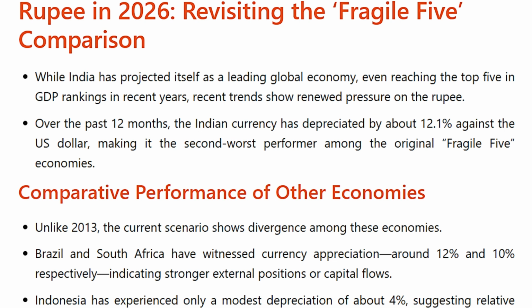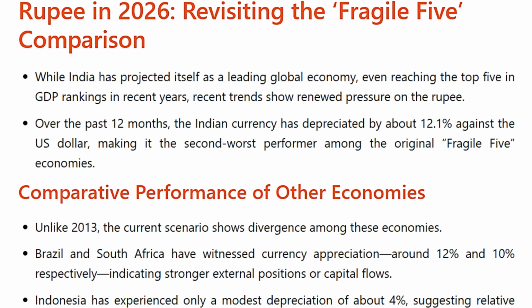Rupee in 2026, revisiting the fragile 5 comparison. While India has projected itself as a leading global economy, even reaching the top 5 in GDP rankings in recent years, recent trends show renewed pressure on the rupee. Over the past 12 months, the Indian currency has depreciated by about 12.1% against the US dollar, making it the second worst performer among the original fragile 5 economies.